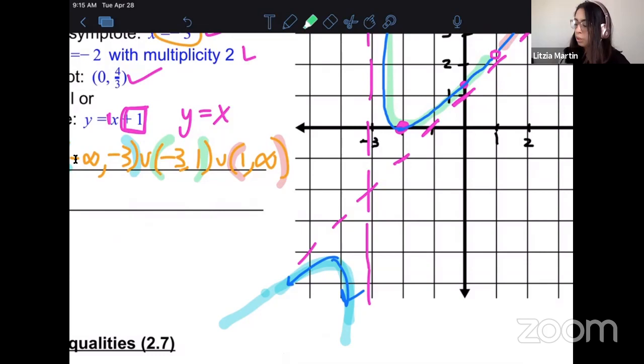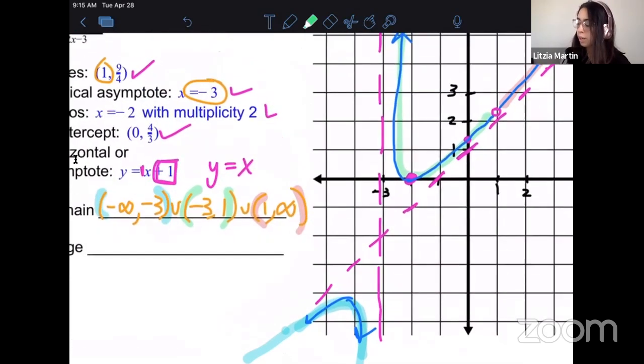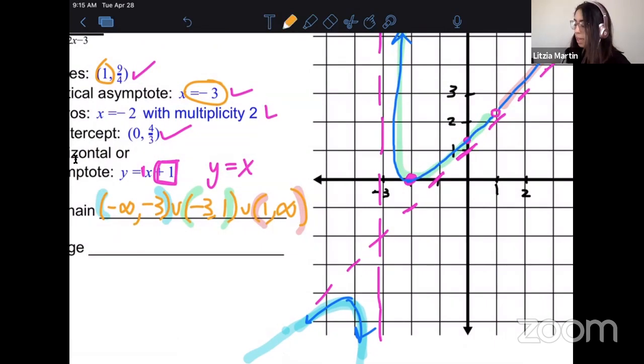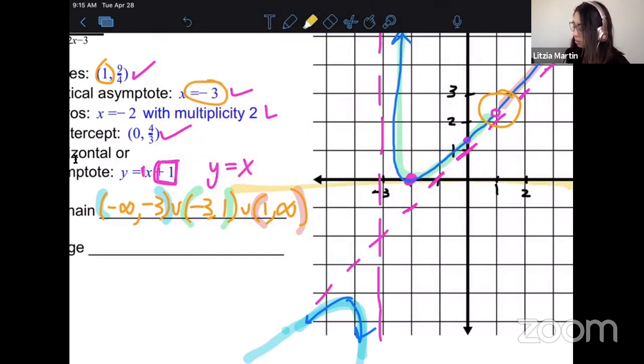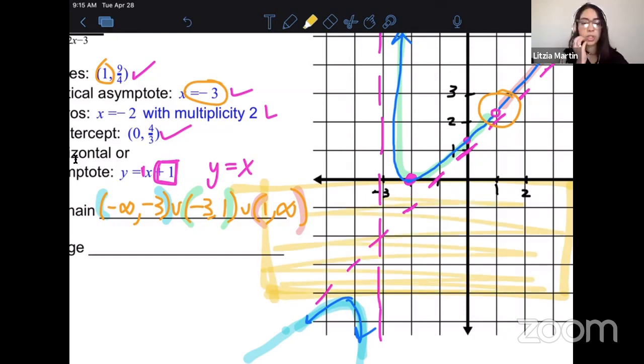So what we're going to do is we have a hole. So this hole is going to break up our range. And then also we have this whole piece here. All of this that is not a part of our range.